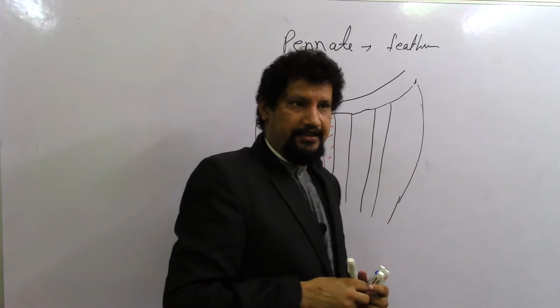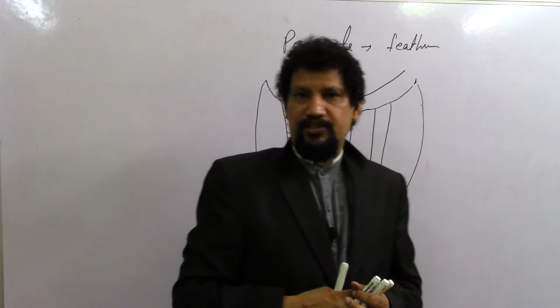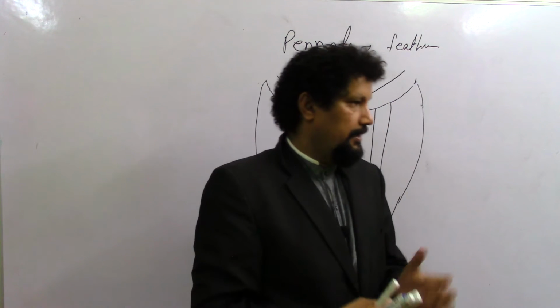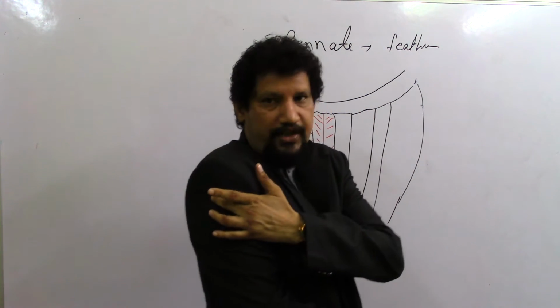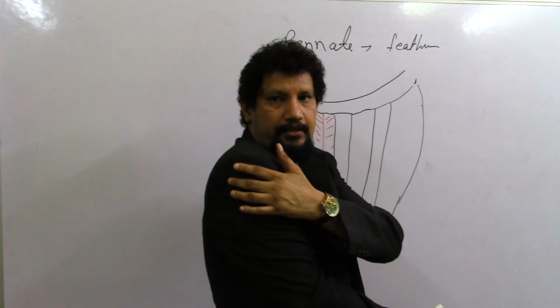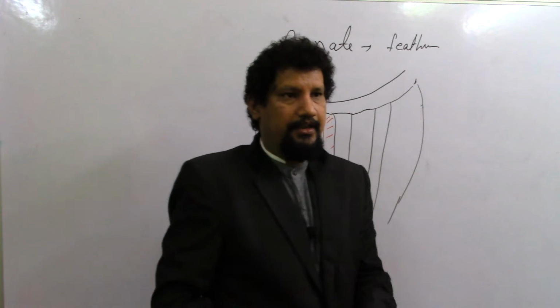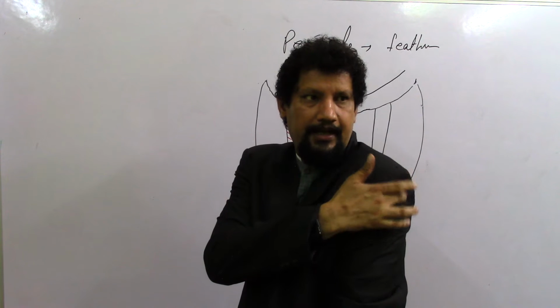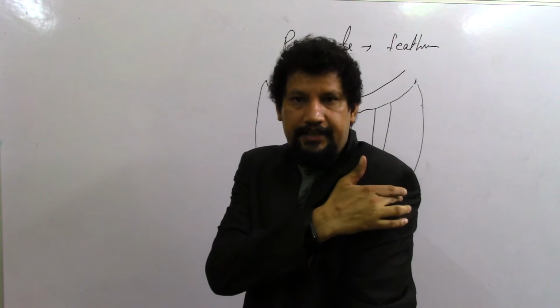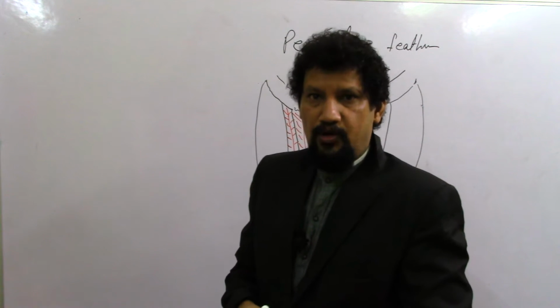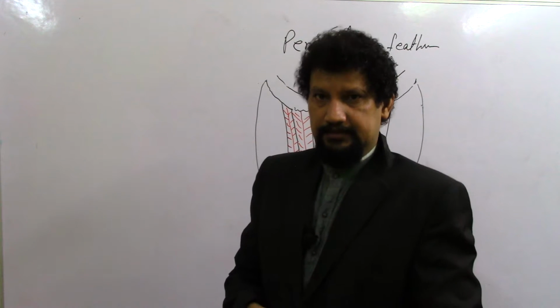Deltoid muscle is used for intramuscular injections, upper and outer quadrant. This is the upper and outer quadrant. Here you can see the upper and outer quadrant of the deltoid is used for intramuscular injections.